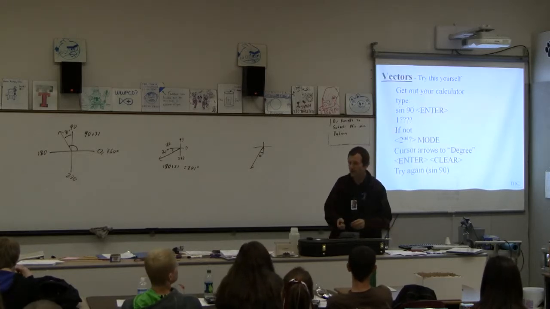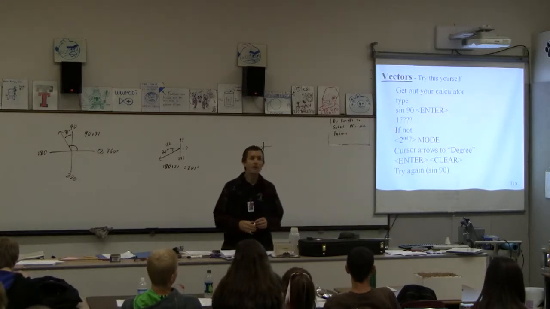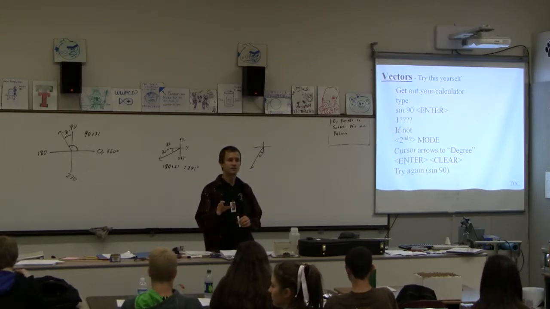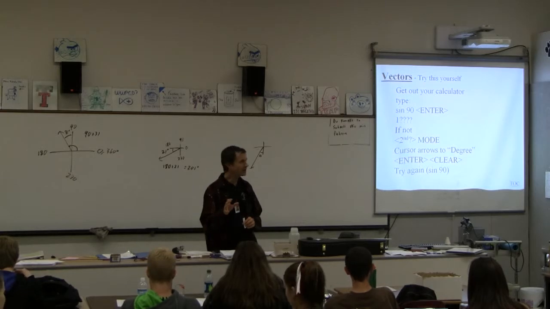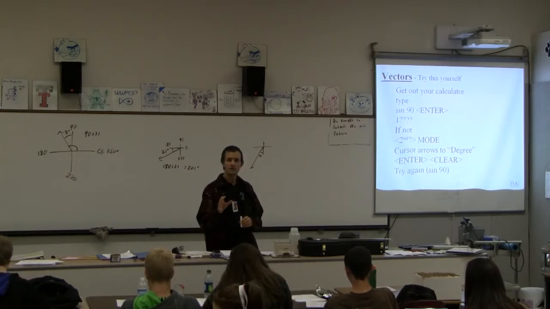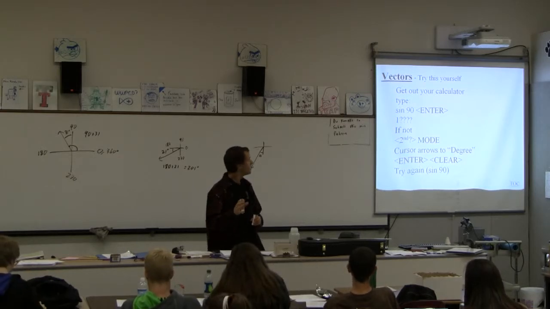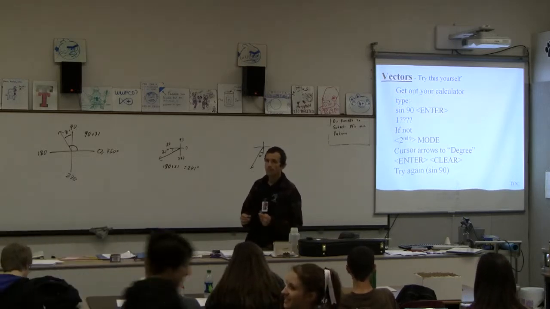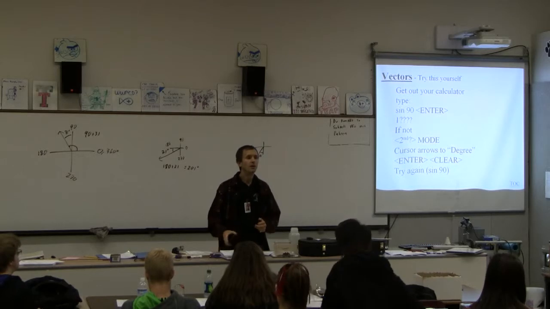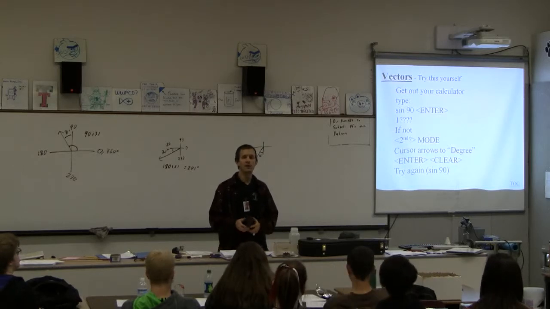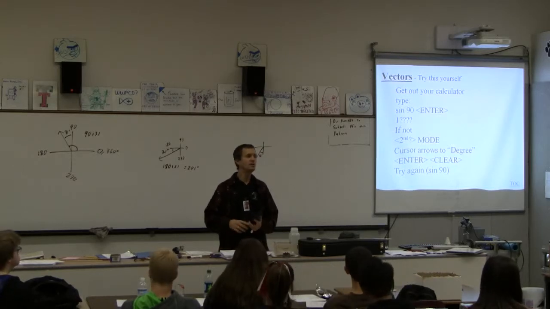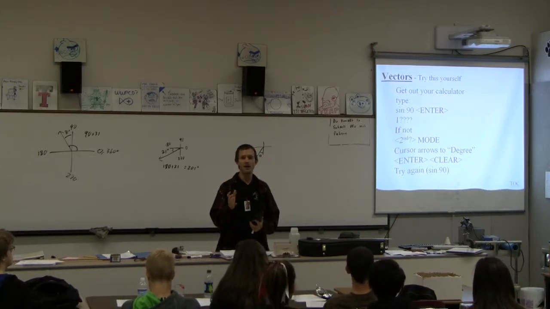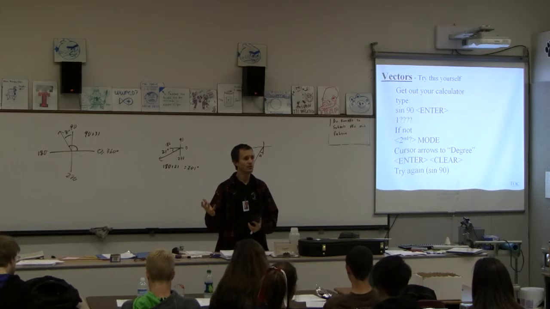All right, so now I'm about to show you how to get the components using your calculator, okay? But to do this, we're using degrees. There is also another way to measure angle, and that is radians. With degrees, it's 360 degrees around a circle. With radians, it's 2 pi. It's like 6.28 something radians, okay?